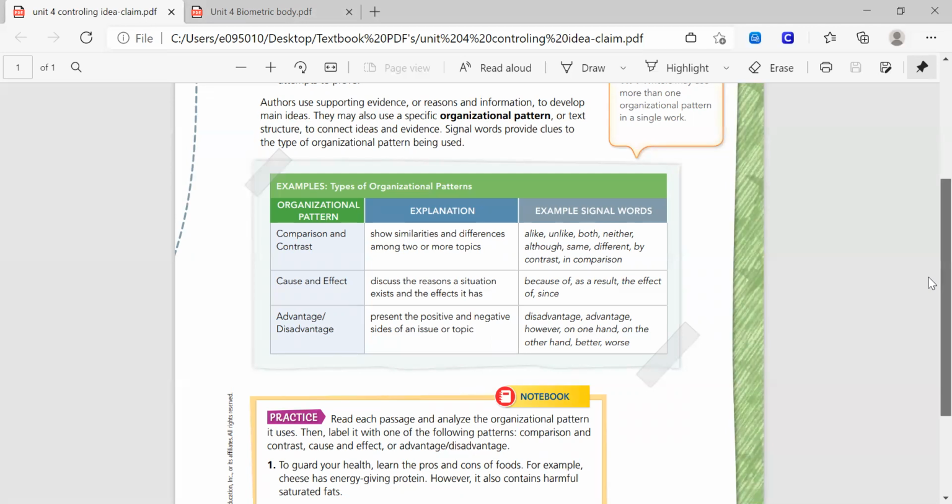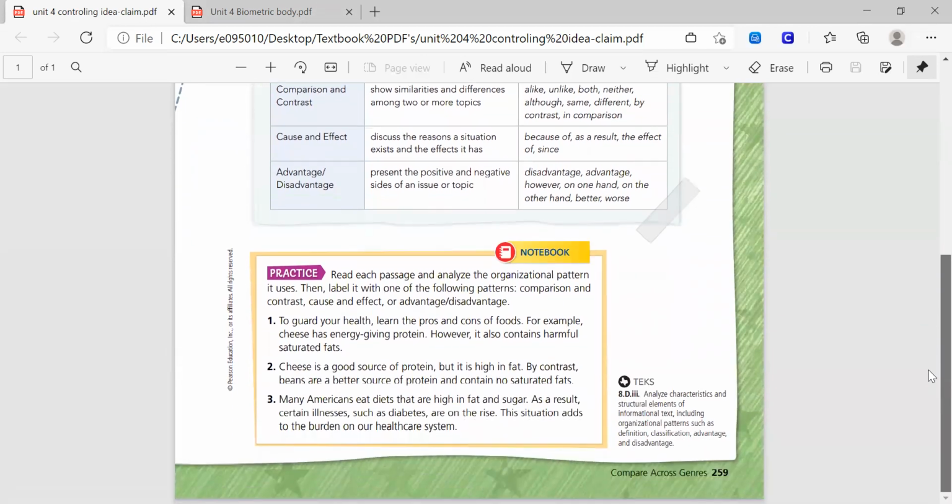So now it's our turn to practice. You can either print out this paper and write it right over here on the side, or write it on a piece of paper. It's okay to do that too, just as long as you can upload it and show us what you've done so we can make sure everybody's understanding. So practice. Read each passage below and analyze the organizational pattern it uses. Then label it with one of the following patterns: compare and contrast, cause and effect, or advantage, disadvantage.